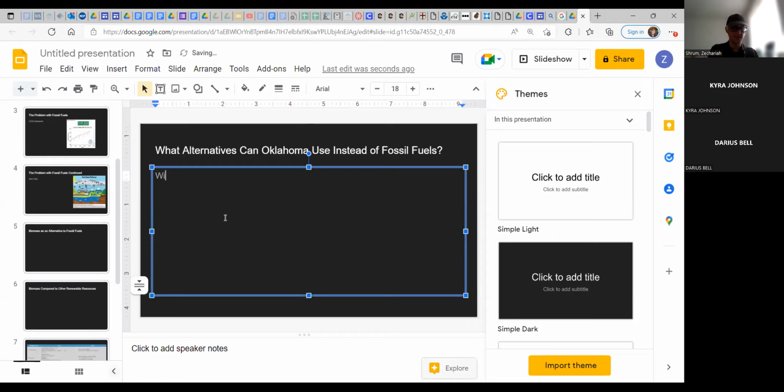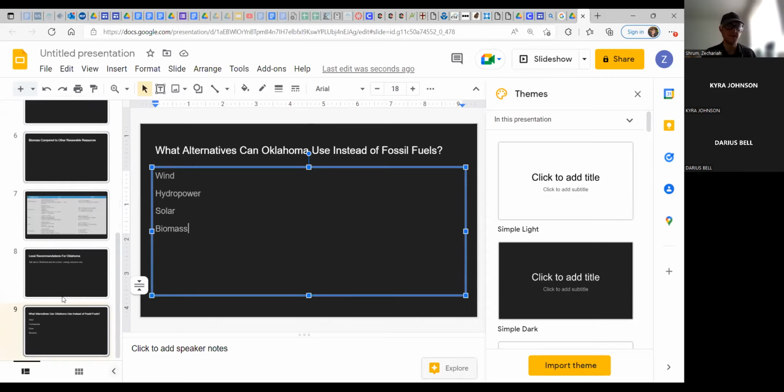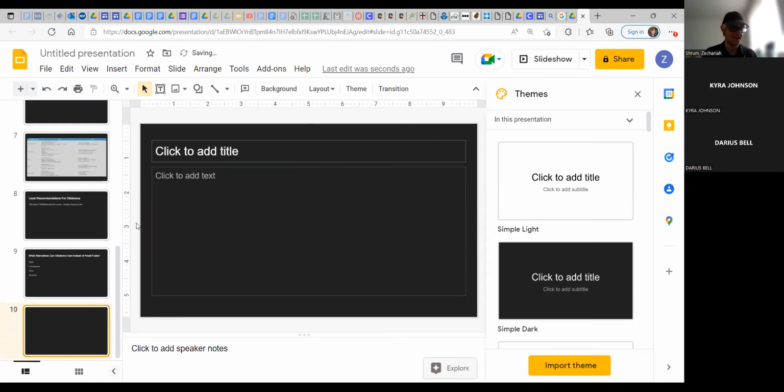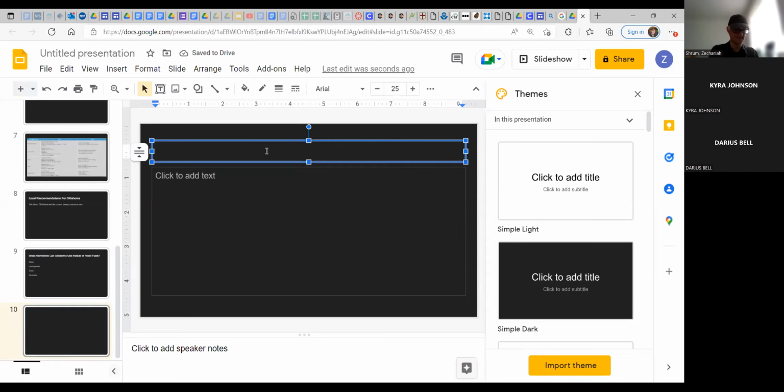So here you could talk about, oh, wind's really good. Oh, we also have a little bit of hydropower potential too. Solar, pretty good too. Biomass. And then you want to pick one. One of those, one or two probably. It's okay if you can't pick one. And then you'll sort of just summarize everything at the end.